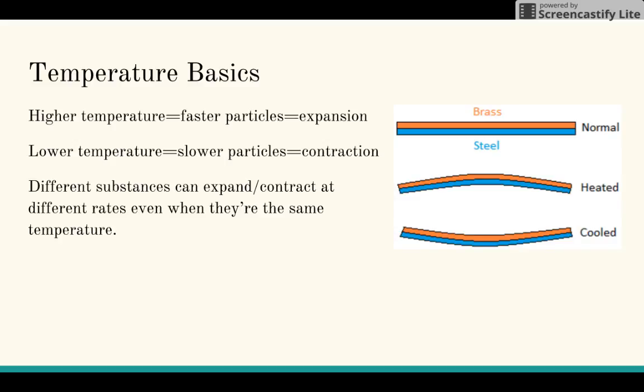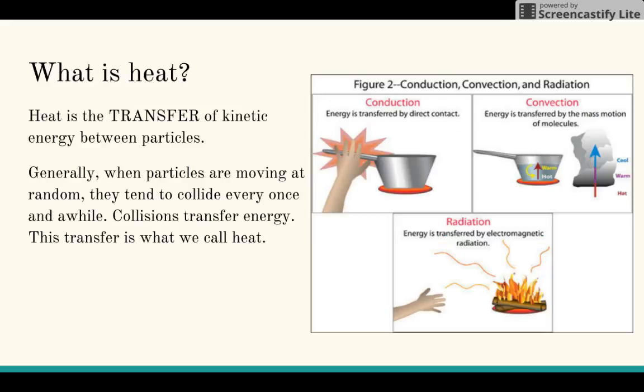Generally, in most cases, the higher the temperature you have, the faster those particles are moving, and whatever substance you're looking at expands or gets larger. The lower the temperature you have, the slower the particles are moving, and that substance contracts or gets smaller. Different substances can expand or contract at different rates, even when they're at the same temperature. So one of my favorite examples is a bimetallic strip, which just means there's two metals attached together in a strip, and if you heat it or cool it, it'll bend one way or another. I'm going to have to see if I have one of those in one of my cabinets somewhere, and maybe I can show you, because they're pretty cool.